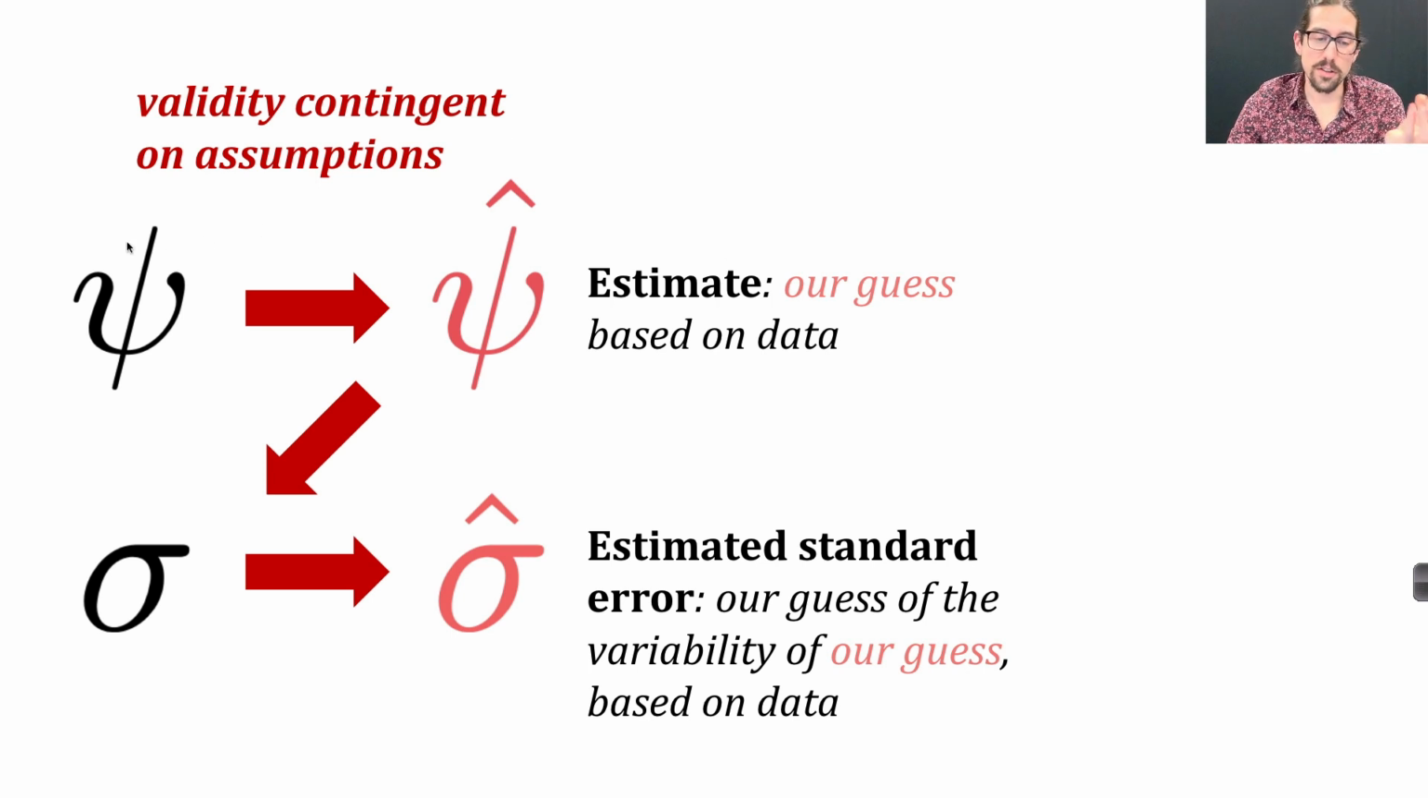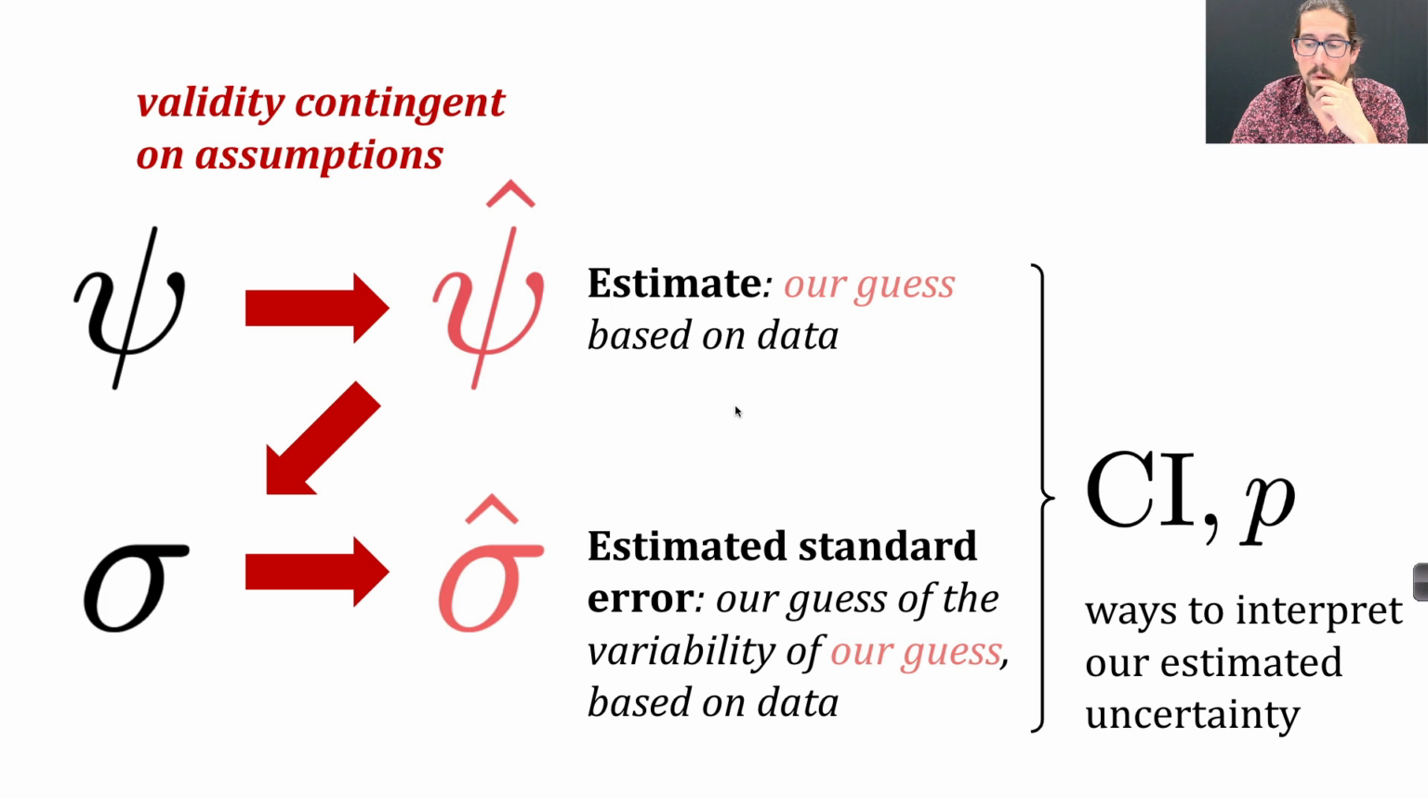That's exactly what I'm saying here. The validity of all this is contingent on the assumptions that we're making. So it really is on us to understand what those are, what we're doing there. And then once we have these things, we can use them to construct confidence intervals or p-values, which are ways to interpret, in some sense, our estimated uncertainty. And typically most R packages that you're using will give you one or the other of these things as well.